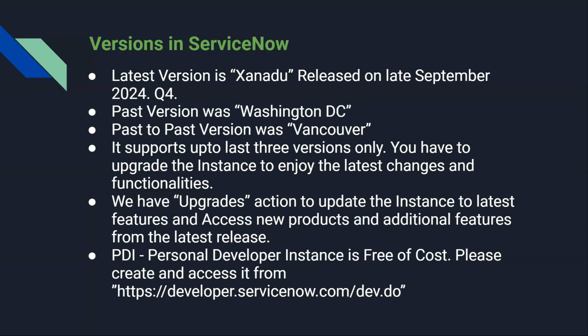And this Xanadu was released in the month of September this year. Every year there will be 2 releases. The release was in September, so we can expect another release in April. That means Q2 of 2025. What is a quarter? 3 months. Q2 means 6 months. And the past version was Washington DC, and the one before that was Vancouver.